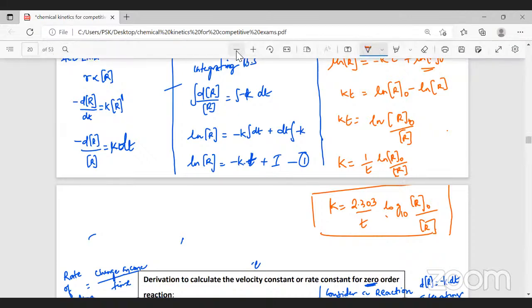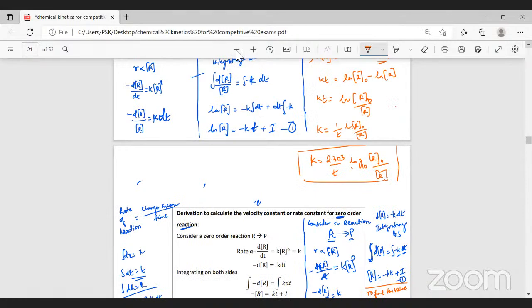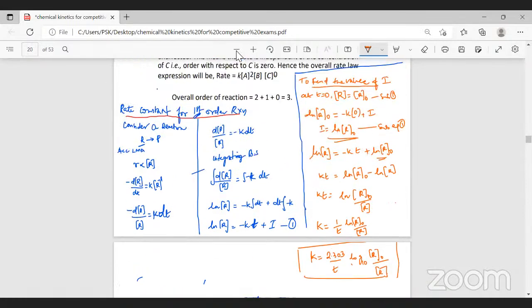Now just take time to observe this derivation, for 1 or 2 minutes. Then we're going for another derivation. It's a lengthy derivation, and an important question. R naught is called the initial concentration. R is called the concentration after a certain amount of time t.